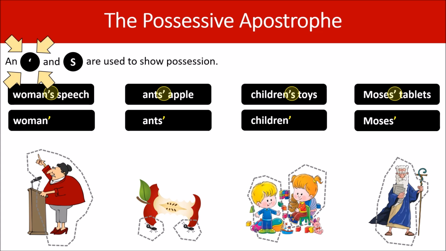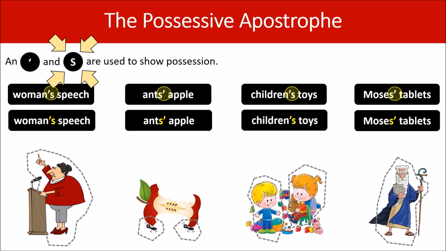Now I want you to concentrate on the letter S. And if there isn't a letter S, I want you to put one. So, woman doesn't have an S, so let's put one in. Ants does have an S, so we don't need to put one in. Children doesn't have an S, so we need to put one in. Moses does have an S, so we don't need to put one in. And that is how the possessive apostrophe is used. It's as simple as that. These are all correct.